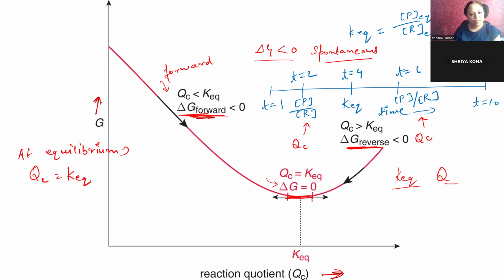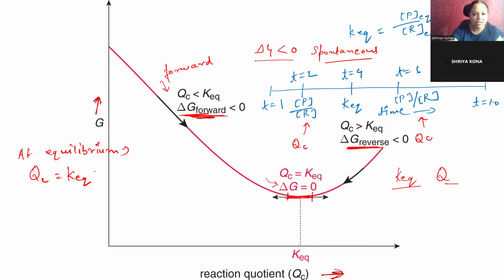So are they kind of the same thing, except K equilibrium is only at one time period? Yes. K equilibrium is QC at just the equilibrium point. QC changes with time. K equilibrium does not change with time. And to find K equilibrium, you have to balance the equation and then do the math. But QC is dependent on the data you get at that point in time. Very good.